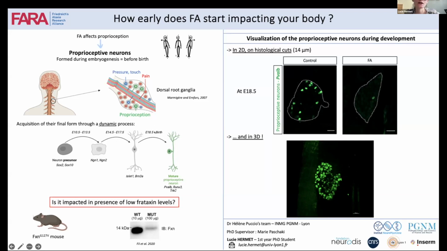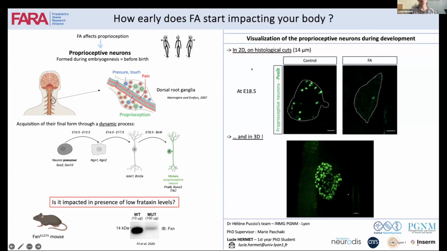So during my PhD, I'm investigating how this process is impacted in conditions of low frataxin level, so in an FA context. To do so, I'm using a newly generated mouse model called the frataxin D127V, which expresses really low frataxin levels. As you can see here, we are able to detect the level of frataxin, and in a mouse that doesn't have the mutation, there is a high level of frataxin. The bigger the band is, the higher the amount of frataxin. And in the mouse that has the mutation, you can see that the band is really thin, showing that the frataxin level is really low.